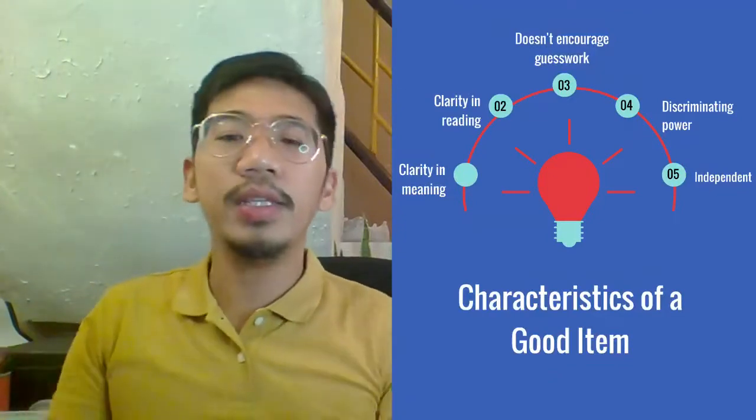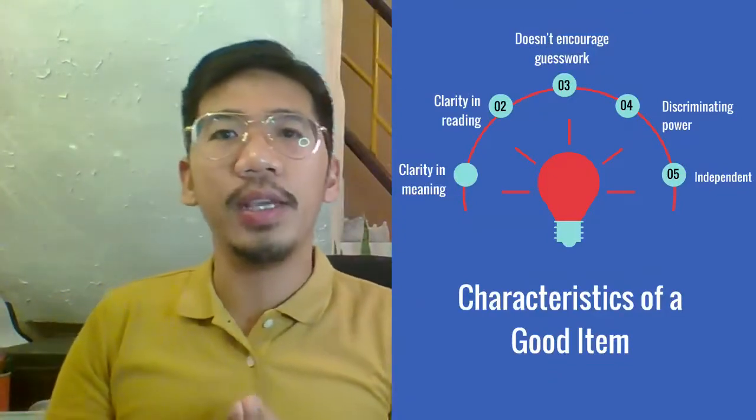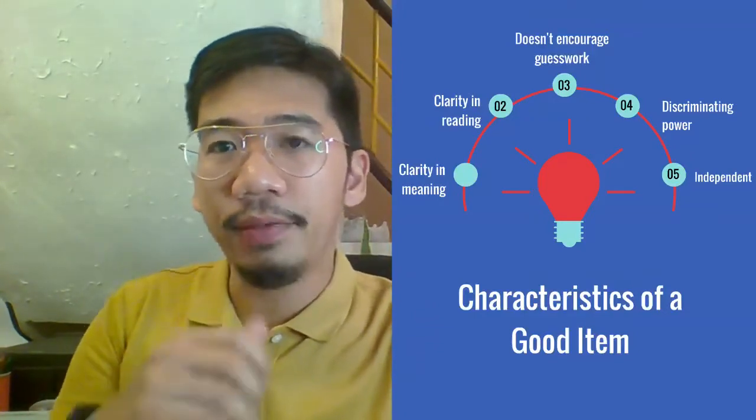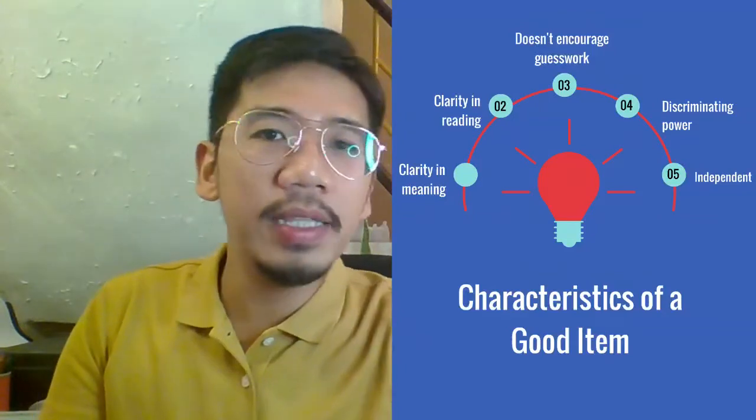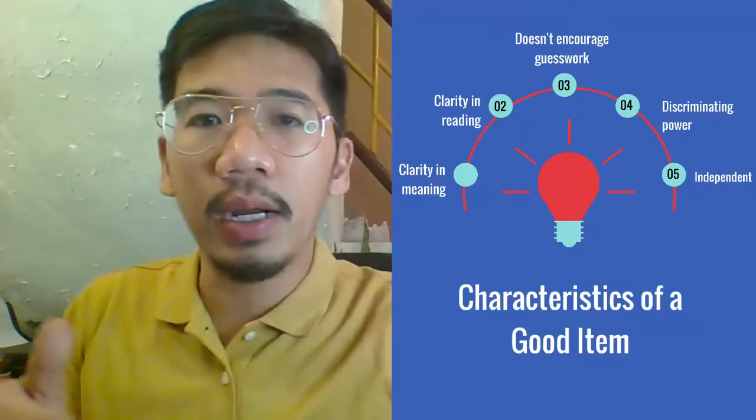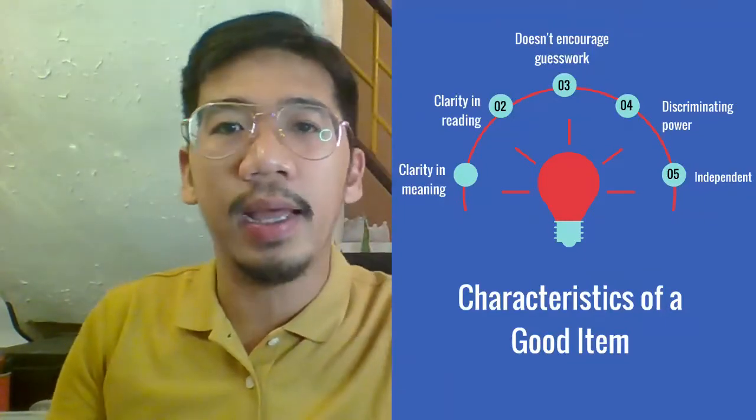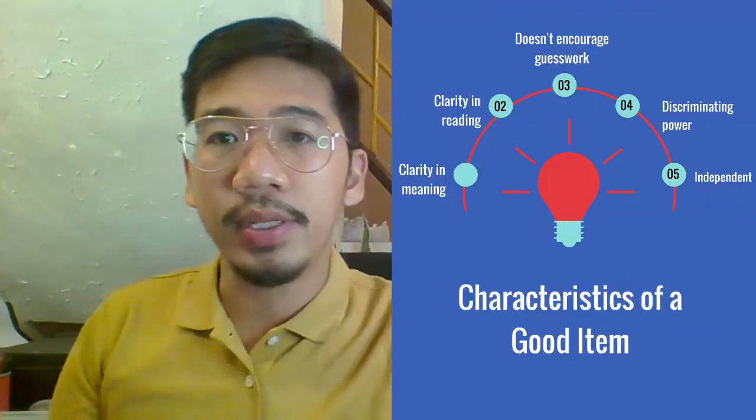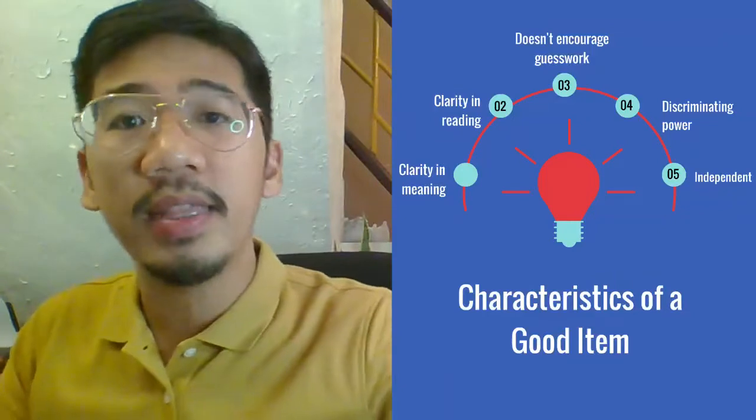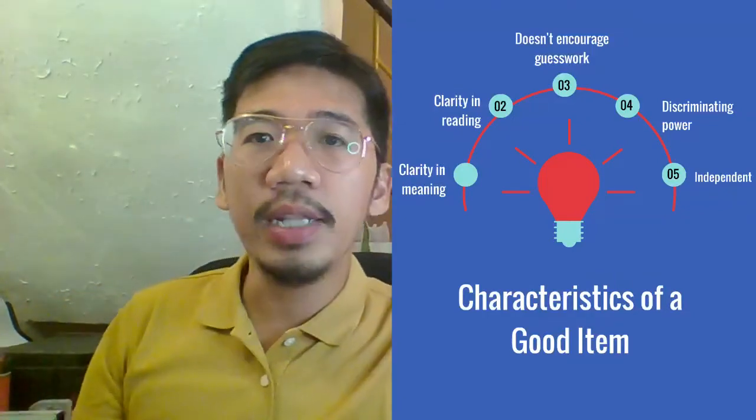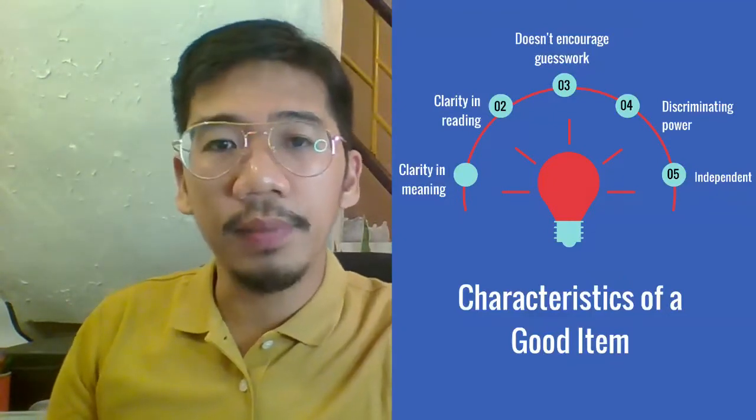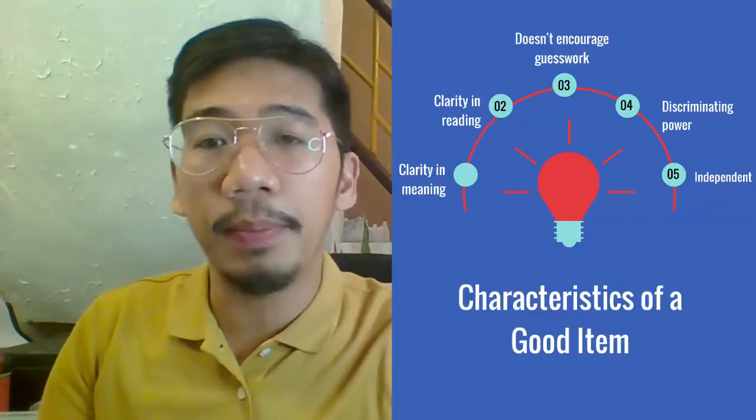So, let us explore characteristics of a good item. An item must have the following characteristics. It must have clarity. An item should be phrased in such a manner that there is no ambiguity regarding its meaning for both the item writer as well as the examinees or the test takers. Also, it should be clear in reading. It should not present any difficulty in reading, and as far as possible, it should not encourage guesswork from the participant.